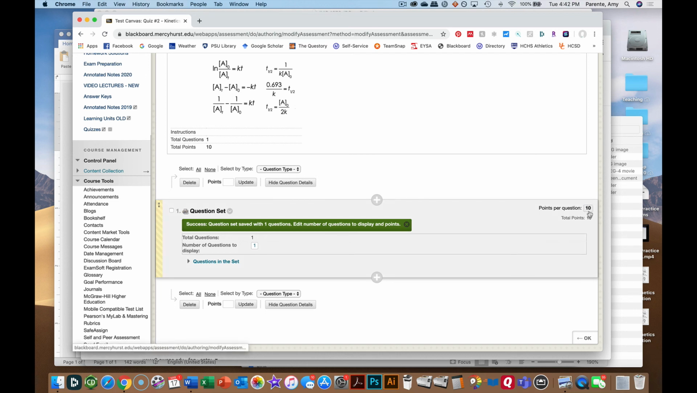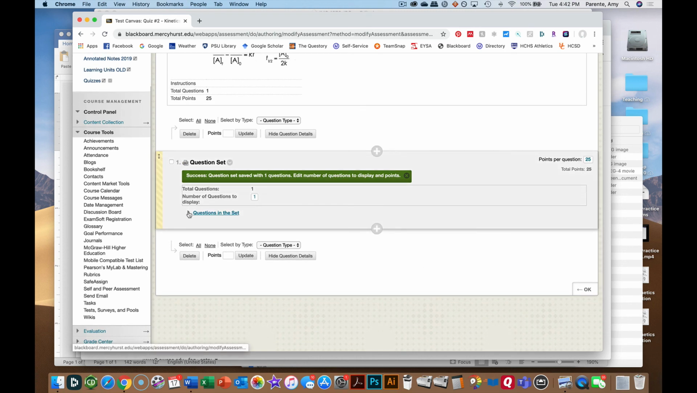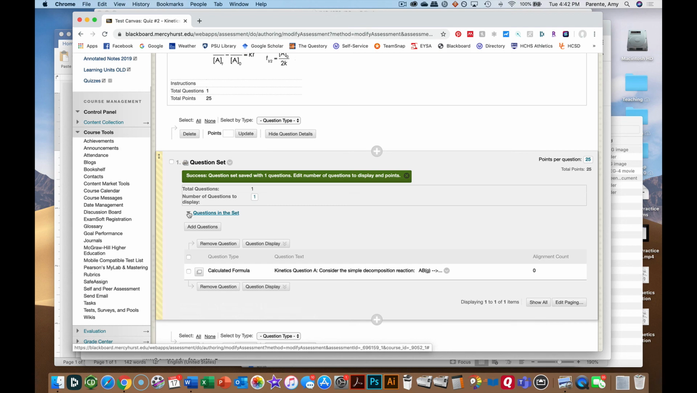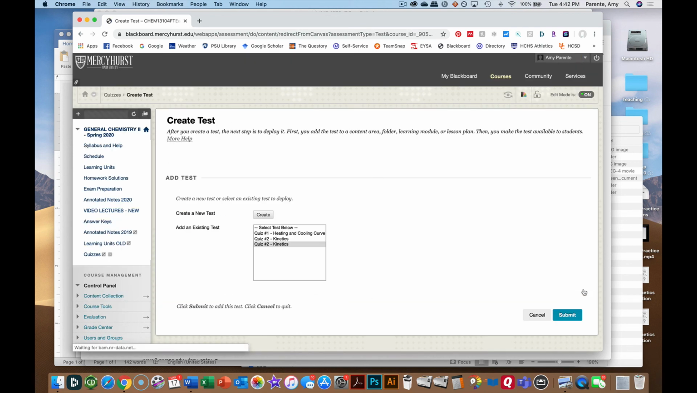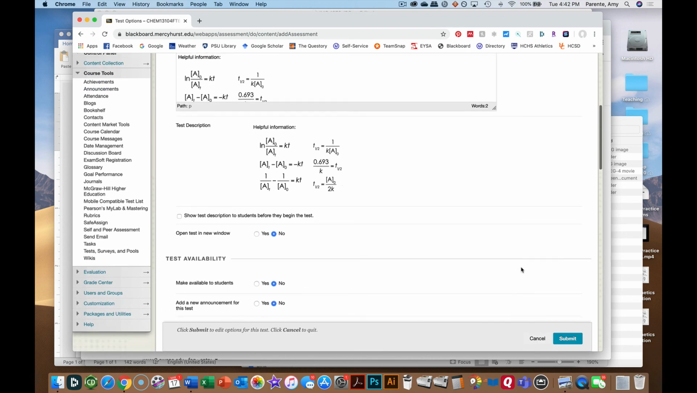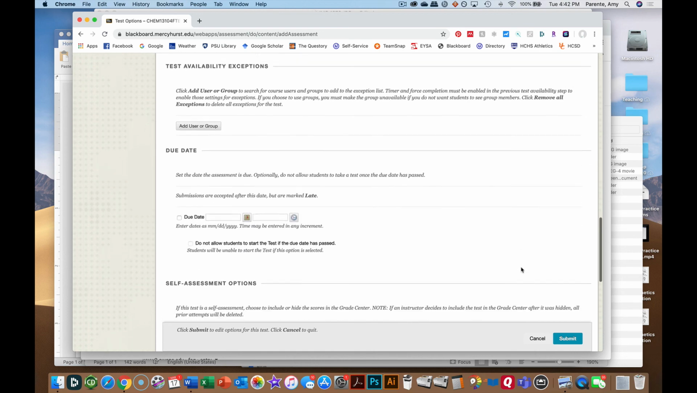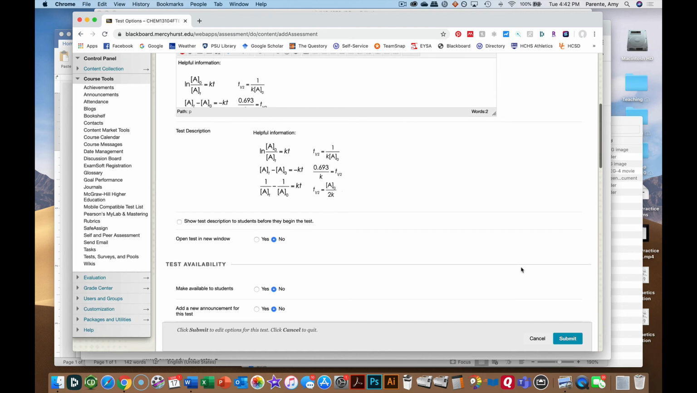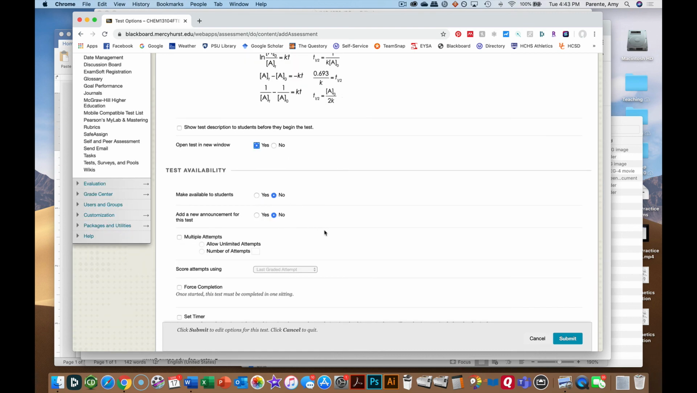We can assign a specific number of points. These questions are going to be worth 25 points for students here. Again, in the questions in the set, we can see the calculated formula question that we have. We're going to say okay. So now this is the test that we've created here. This is the one I want to select and submit to use. Now we're going to enter a lot of the same information that we normally would when administering a test. Right now, I'm not going to make this available to students because I'm not ready for them to do it yet.